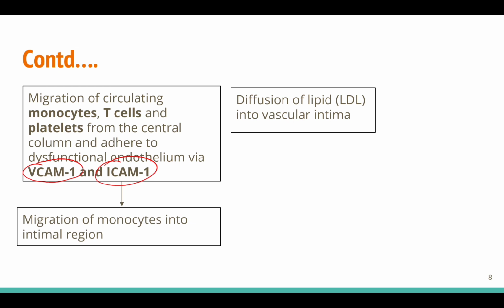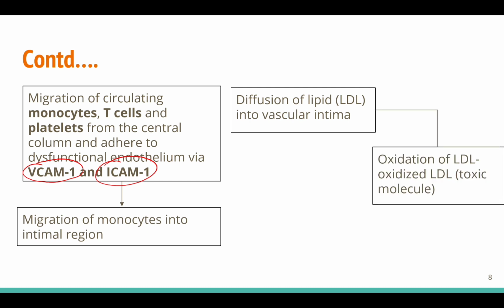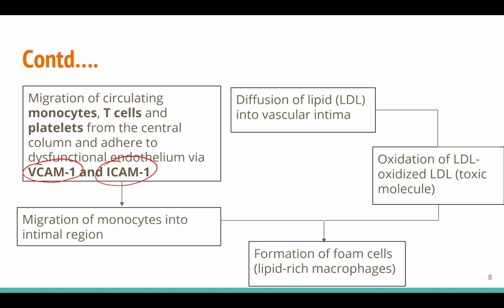Similarly, through that dysfunctional endothelium, there is also diffusion of lipid, mainly low density lipoprotein, into the vascular intima. There is oxidation of those LDL, forming oxidized LDL, and it is a toxic molecule. The monocytes then phagocytose those toxic molecules, oxidized LDL, to form lipid-rich macrophages known as foam cells.